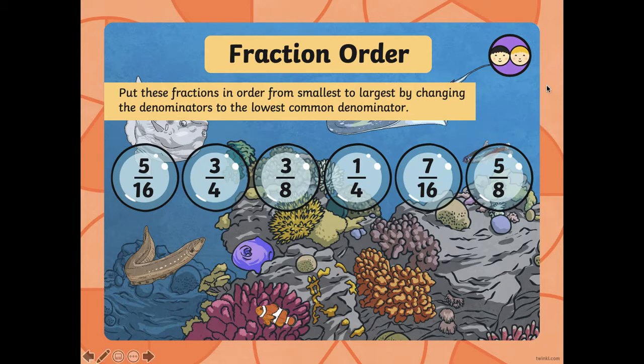And then we get to this one. What have we got to do to this one? We've got to get it to 16. How do we do that? Timesing it by 2. So whatever you do to the bottom, you have to do to the top. So look here, timesing by 4 there. Timesing by 2. Timesing by 4. Timesing by 2.